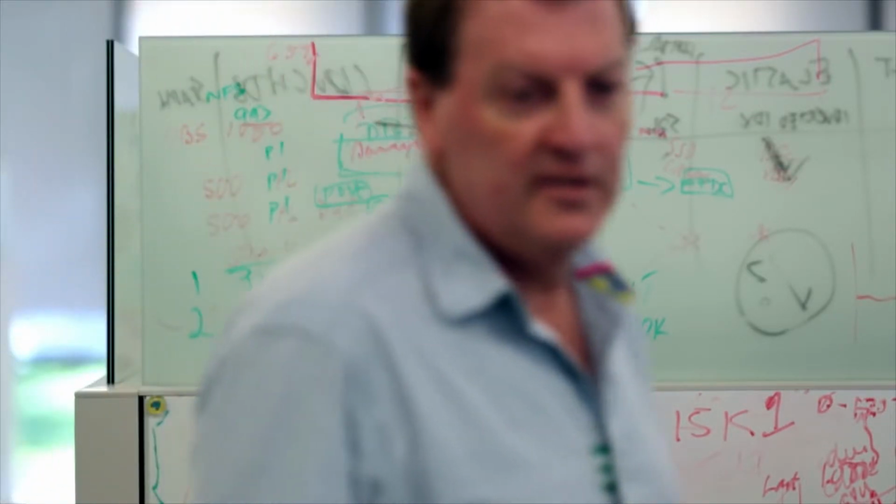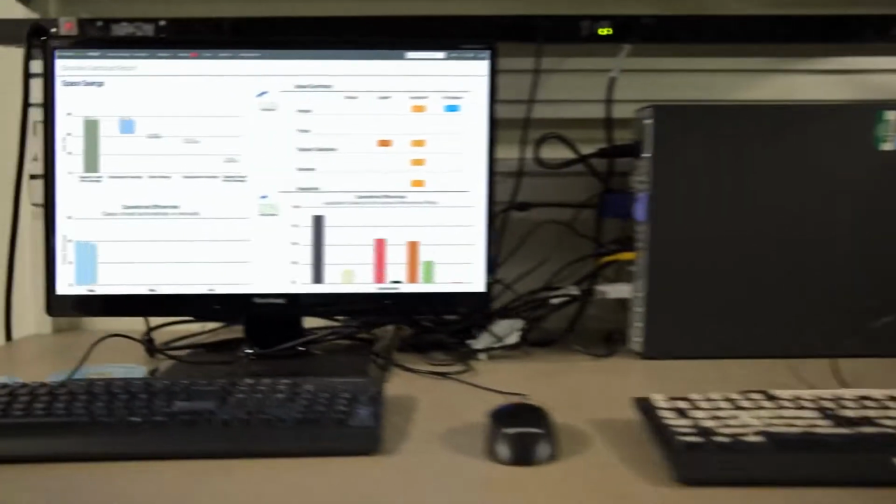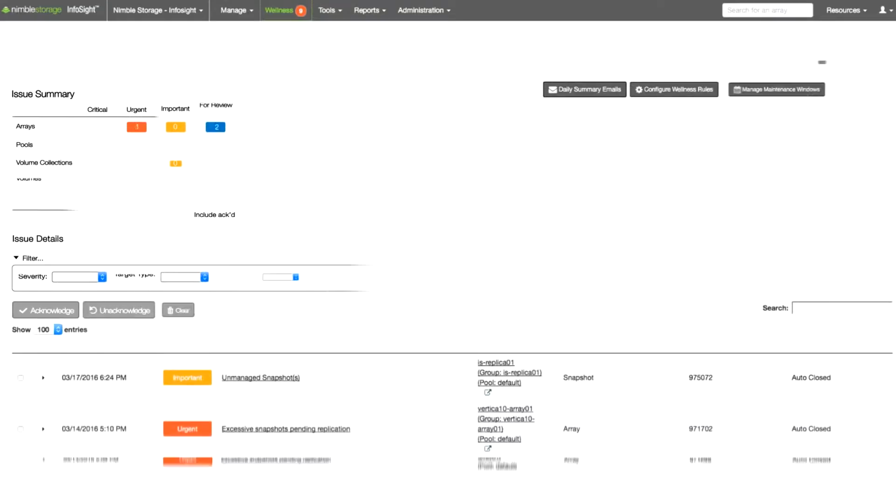More than 50% of the time, the problem isn't actually with the storage itself. It's somewhere in between the storage and the application. So that might be networking, might be host side issues, configuration. And that's why we've designed InfoSight. Since the beginning, we embedded thousands of comprehensive sensors into the operating system.